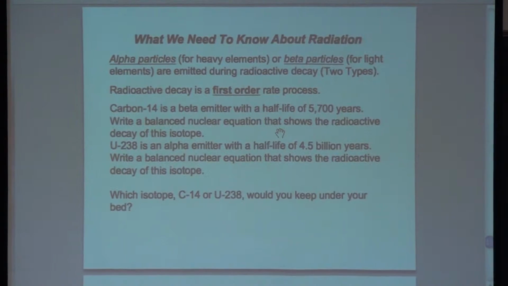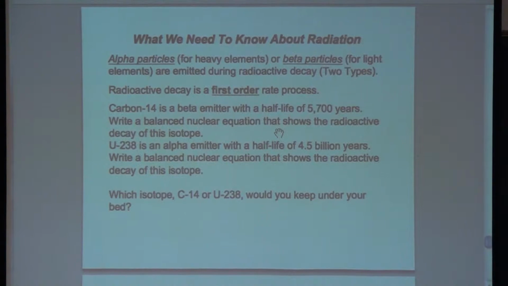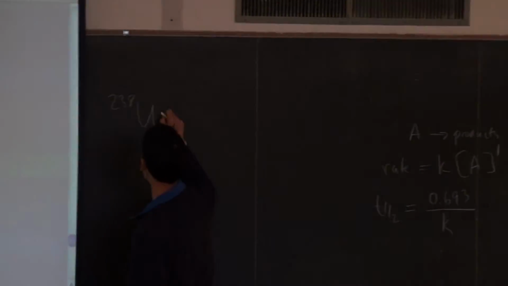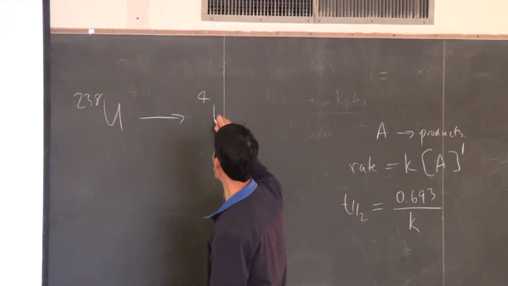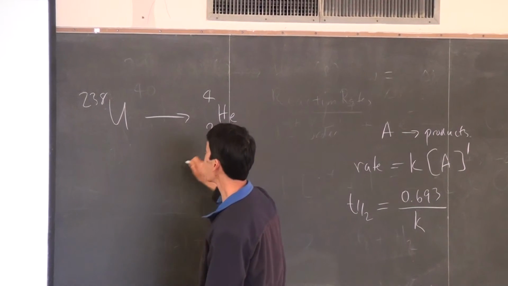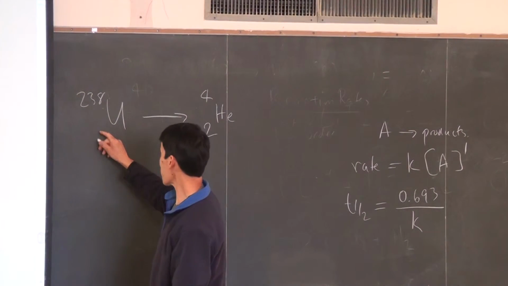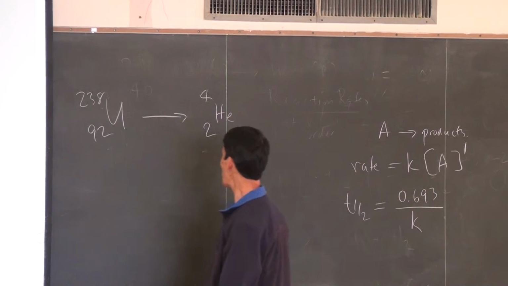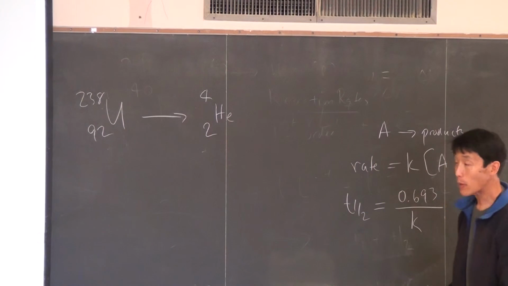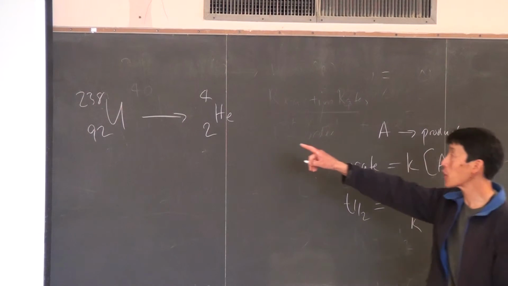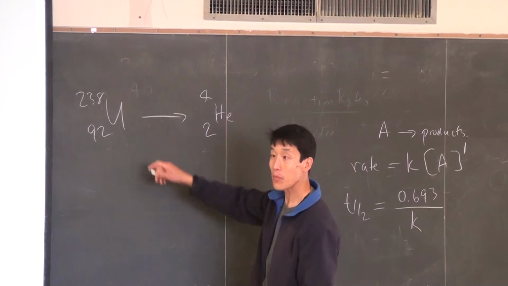Okay, so for U-238, which is an alpha emitter, we have U-238. This emits an alpha particle. And let's see, okay, so what else is going to be produced in the radioactive decay of uranium-238? And this is the most abundant isotope of uranium.